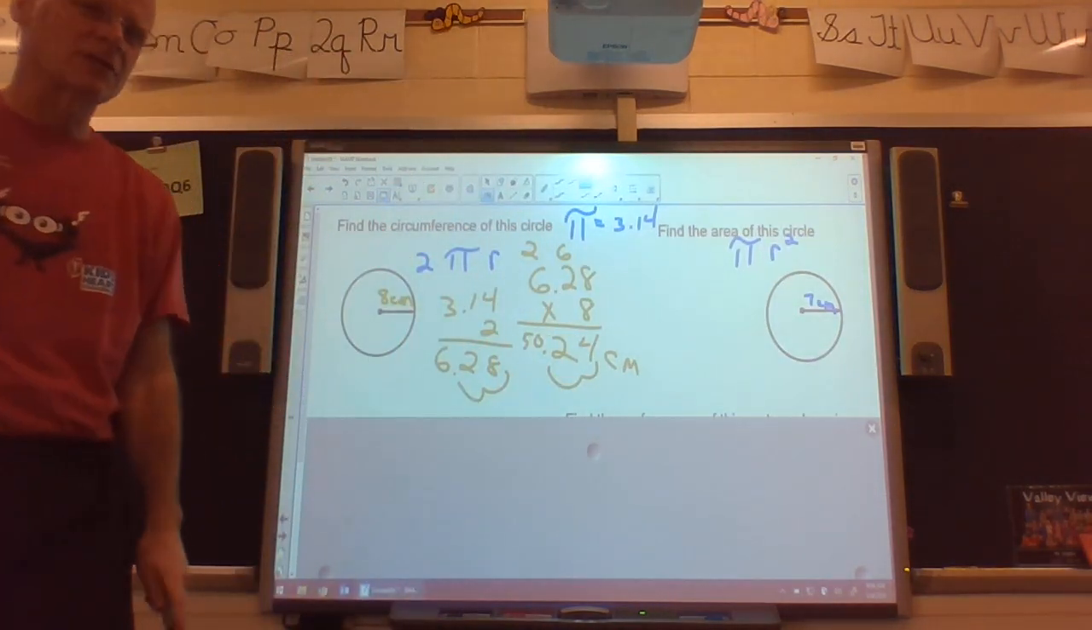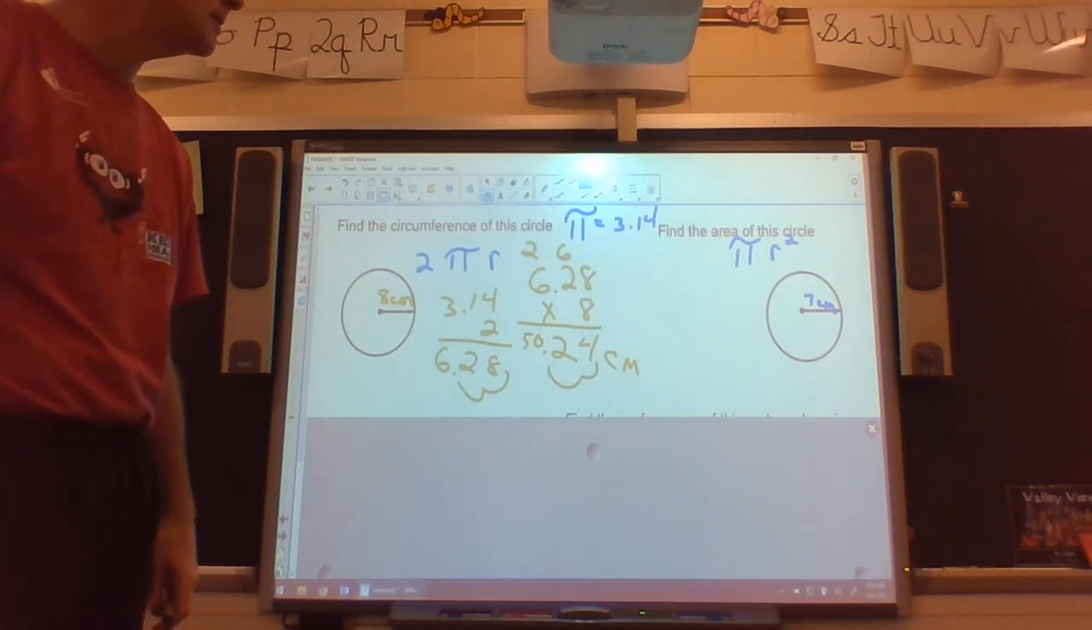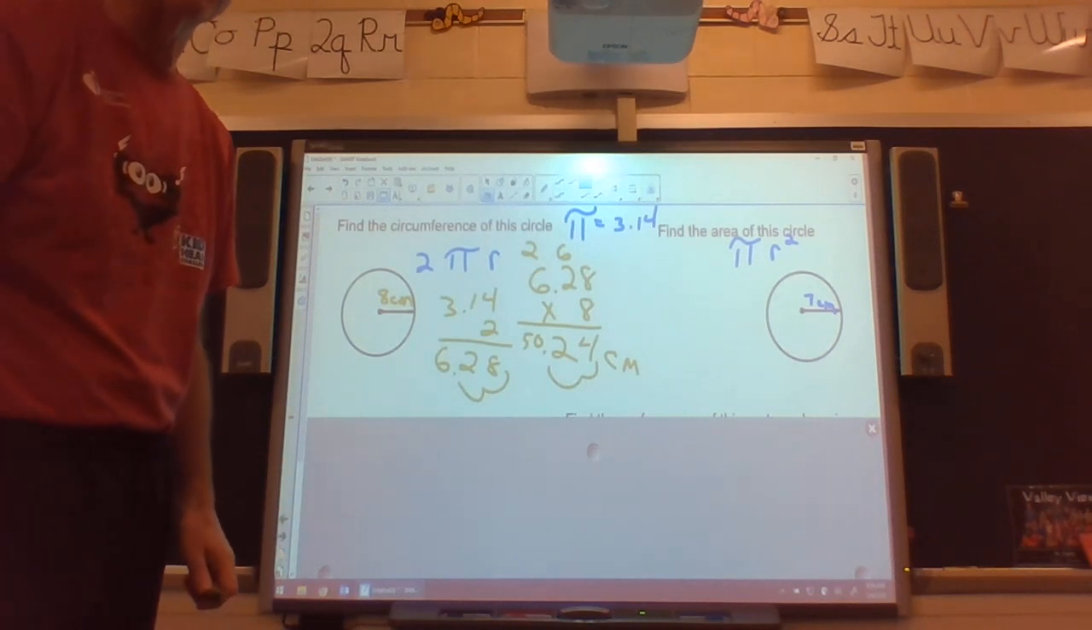Now to find the area of the circle, I have pi times the radius squared. I'm going to let you try to figure this one out. So I'm going to pause it for a second. You try to figure it out and come back and check and see how you're doing.